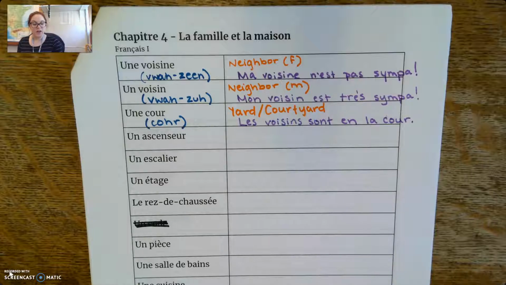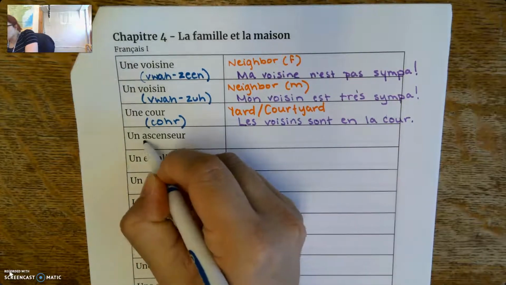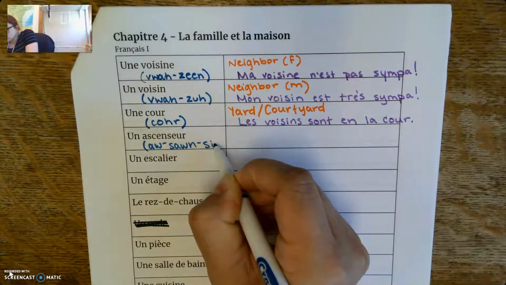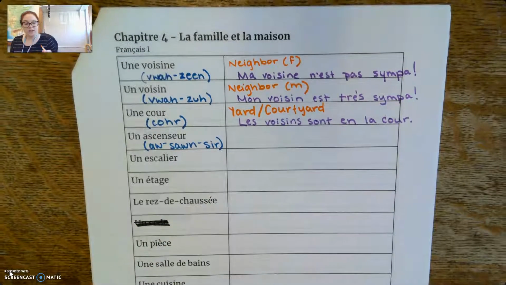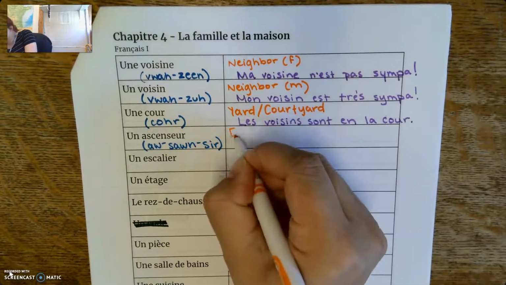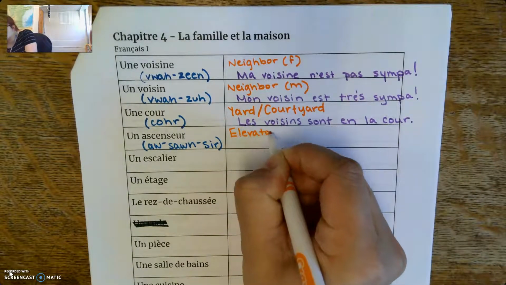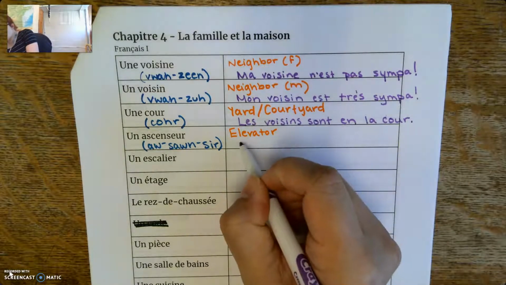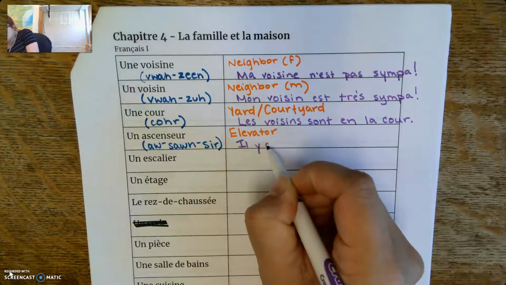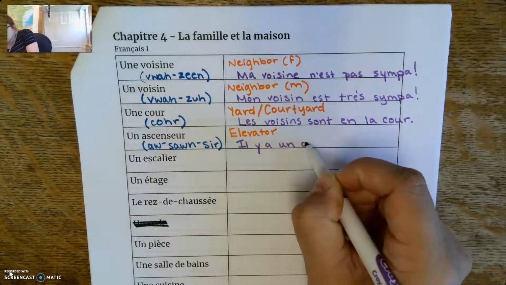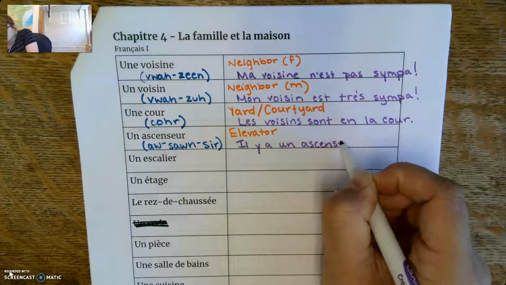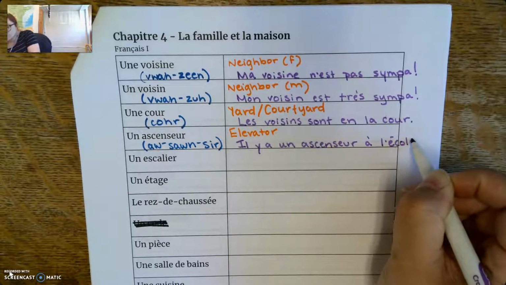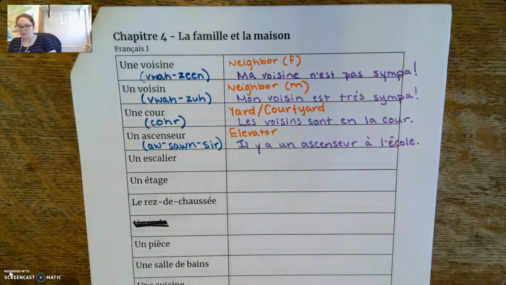Our next word is ascenseur. An ascenseur, that is an elevator. An example sentence here might be il y a un ascenseur à l'école. So there is an elevator at school.